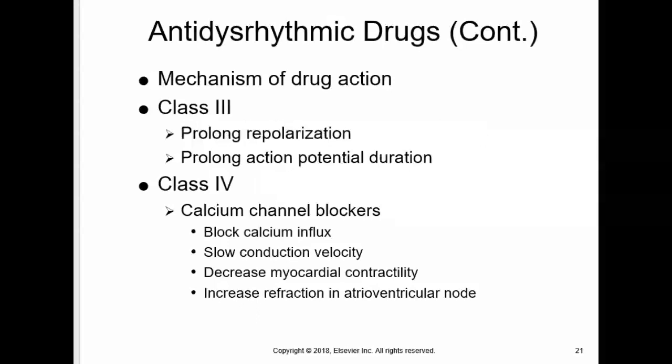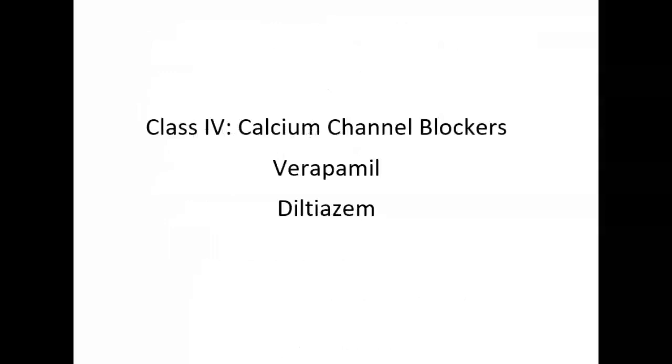Finally, class 4 antidysrhythmics are calcium channel blockers. They block the calcium influx, slow conduction velocity, decrease myocardial contractility or have a negative inotropic effect, and increase refraction in the atrioventricular or AV node. The calcium channel blockers that you should be familiar with are verapamil and diltiazem.